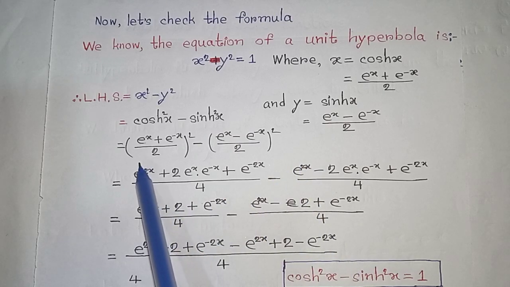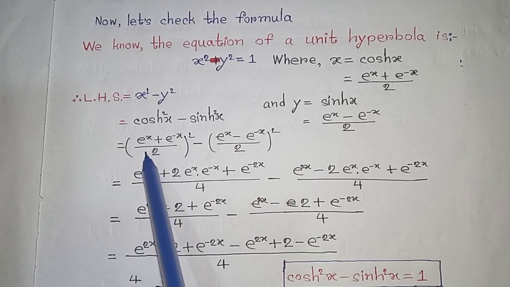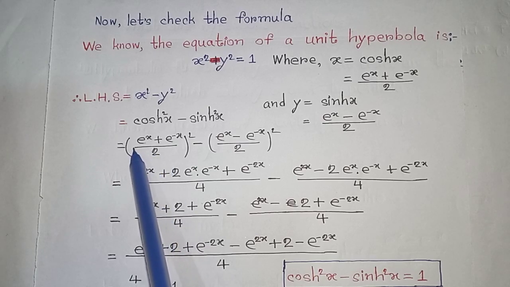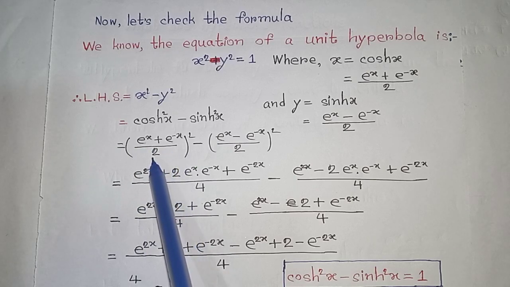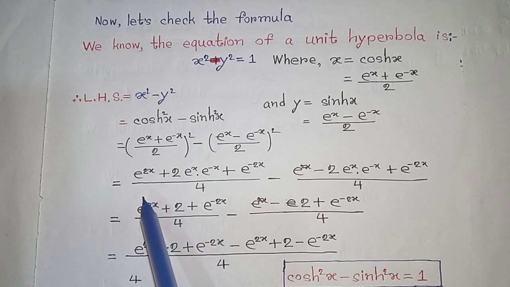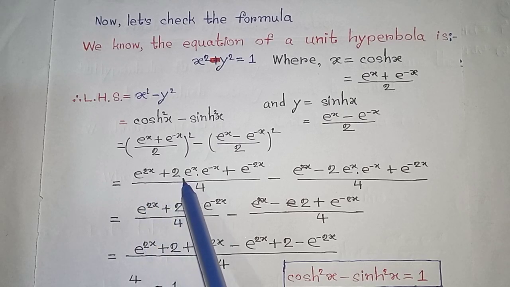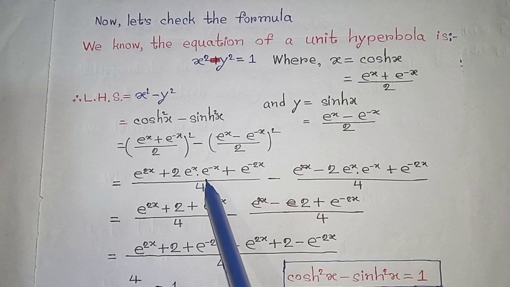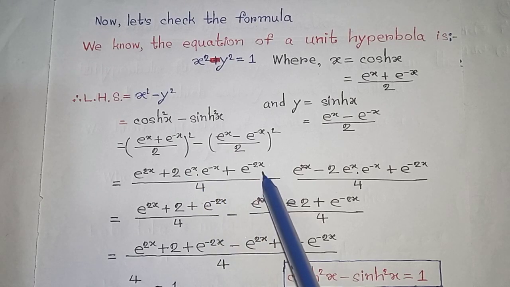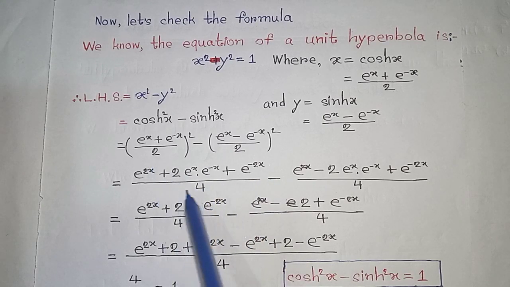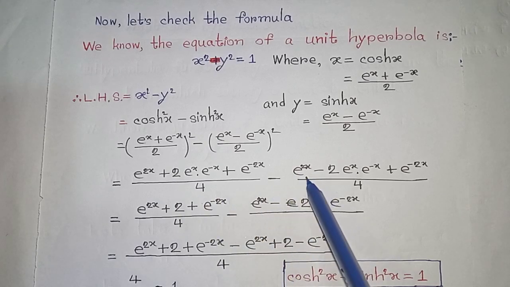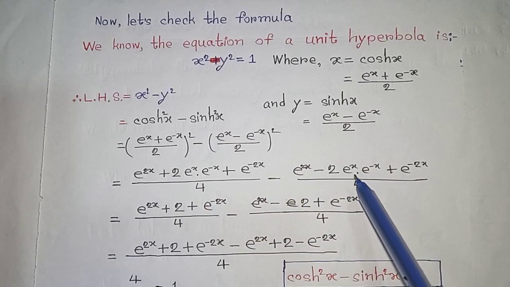Now if we look here, we can compare this line with a plus b, and this line becomes a plus b whole square, and we know a plus b whole square is equal to a square plus 2ab plus b square. So from this formula we get e to the power 2x plus 2 e to the power x into e to the power minus x plus e to the power minus 2x by 4, because 2 square becomes 4, minus we can write here a minus b whole square formula.